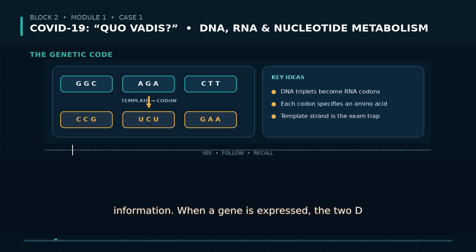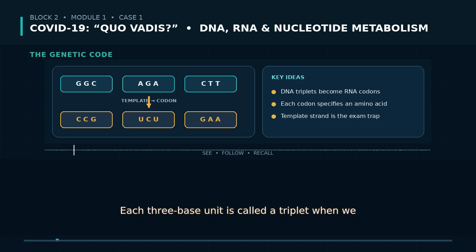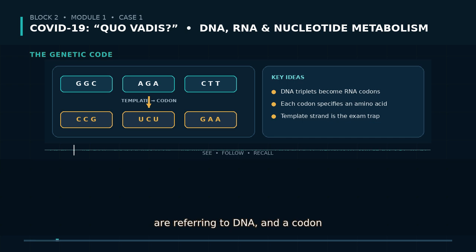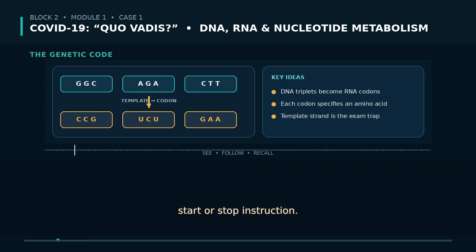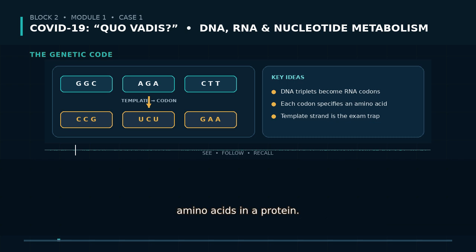The example in the notes begins with the DNA template triplets GGC, AGA, and CTT. Because messenger RNA is complementary to the template, these produce the messenger RNA codons CCG, UCU, and GAA. CCG codes for proline, UCU codes for serine, and GAA codes for glutamic acid, also called glutamate. This example works only if the displayed DNA sequence is understood to be the template strand. That template versus coding strand distinction is a common examination trap.